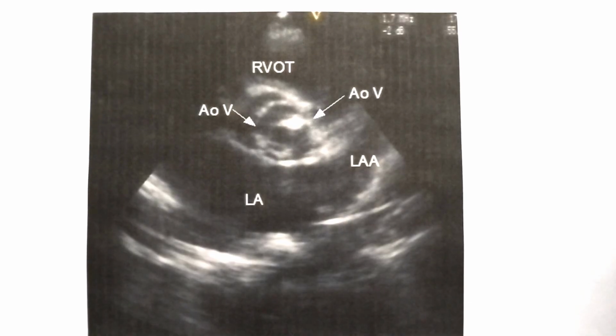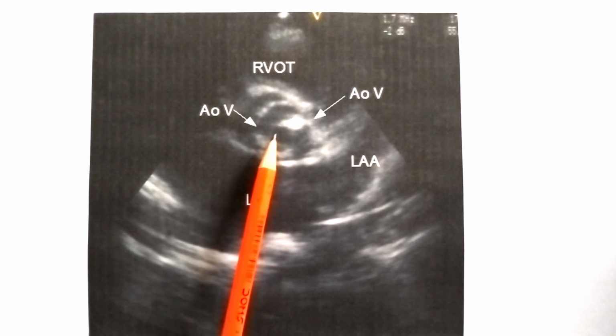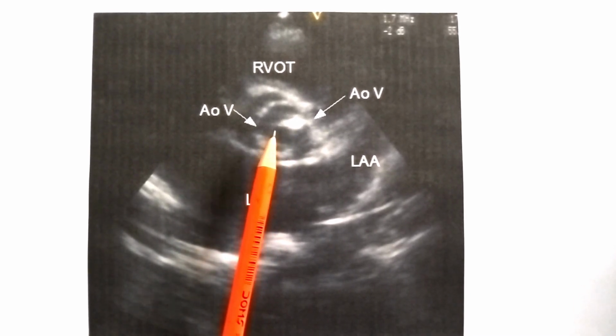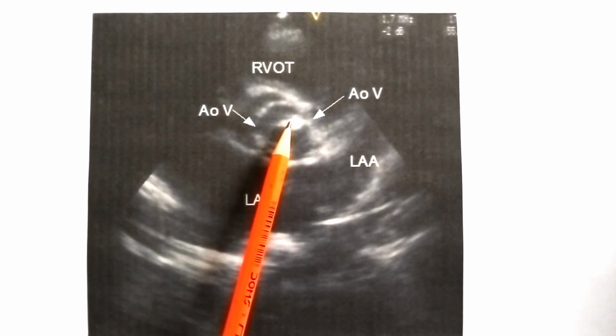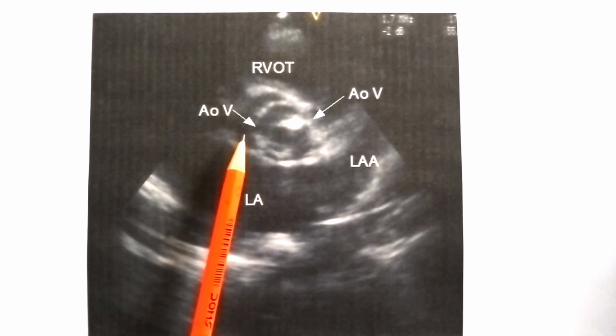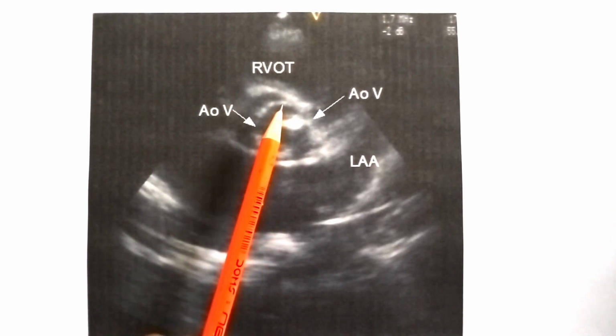Another image from the same person with aortic stenosis. The leaflets are now separated and you can see an opening here. That is aortic valve opening in systole. The leaflet is highly calcified and thickened. This leaflet is also thickened but not as much as this.